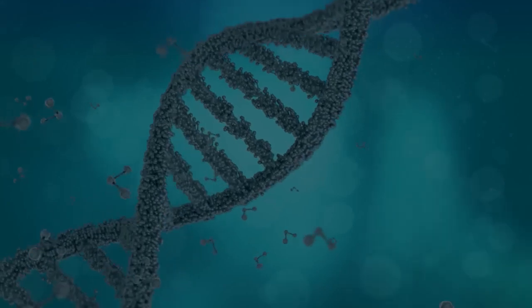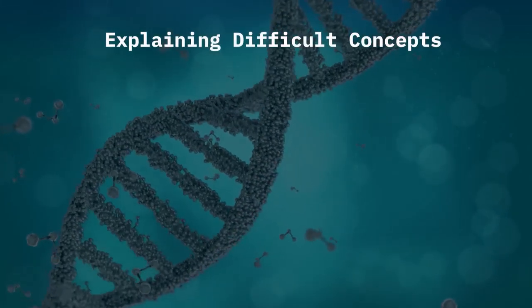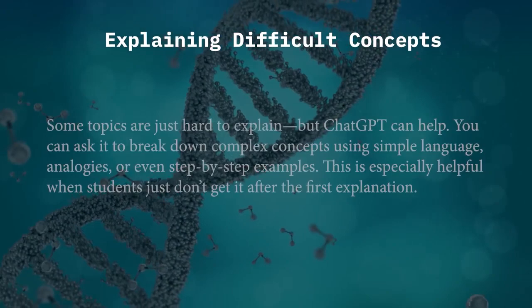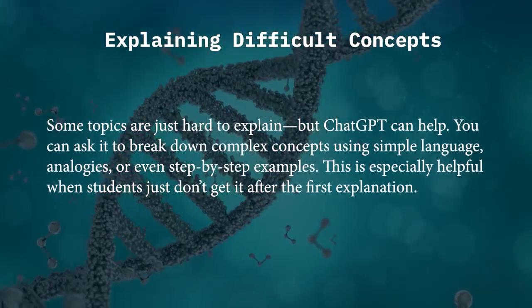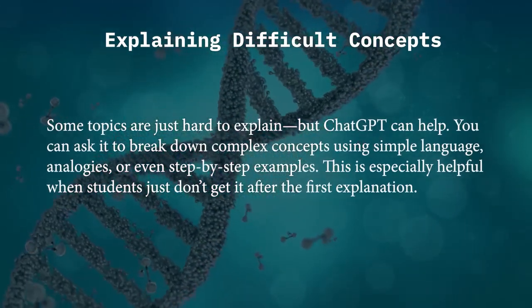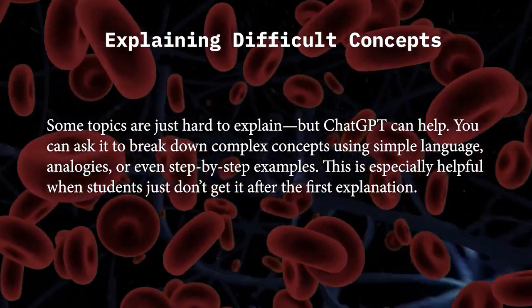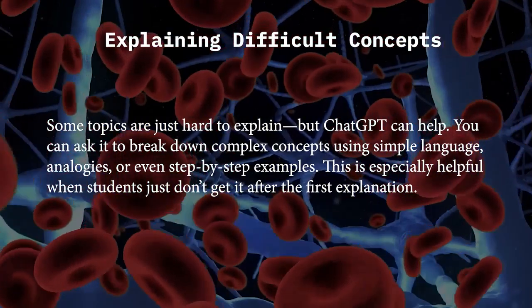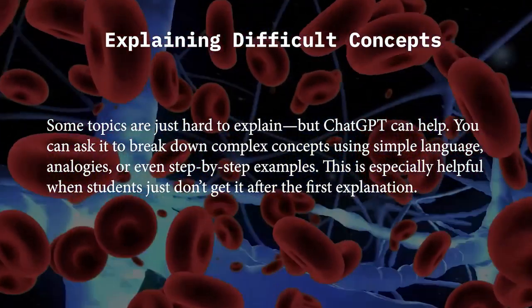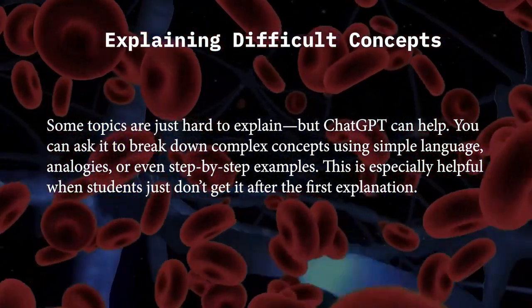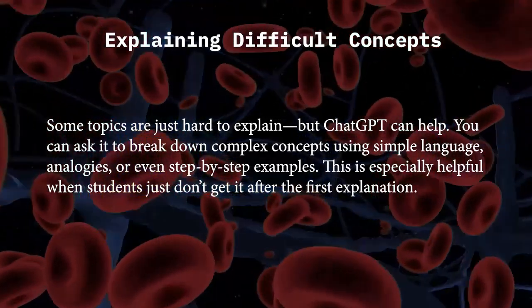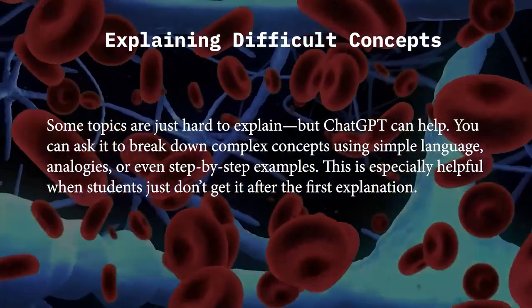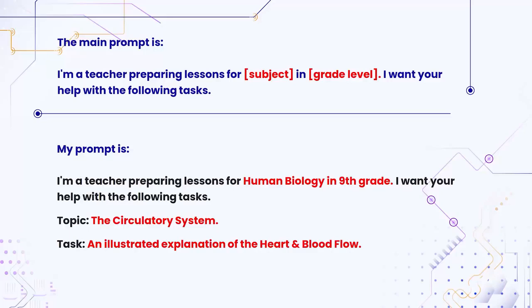The next one is explaining difficult concepts. Some topics are just hard to explain, but ChatGPT can help. You can ask it to break down complex concepts using simple language, analogies, or even step-by-step examples. This is especially helpful when students just don't get it after the first explanation. Let's make an example for prompting.